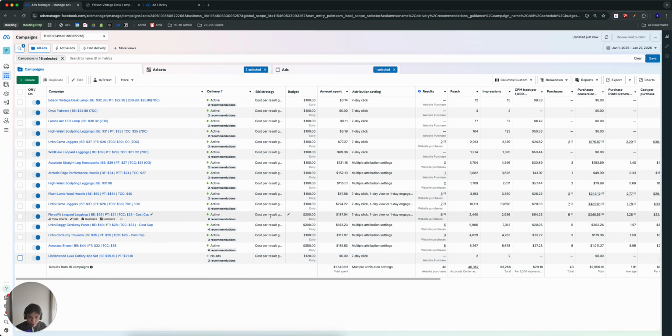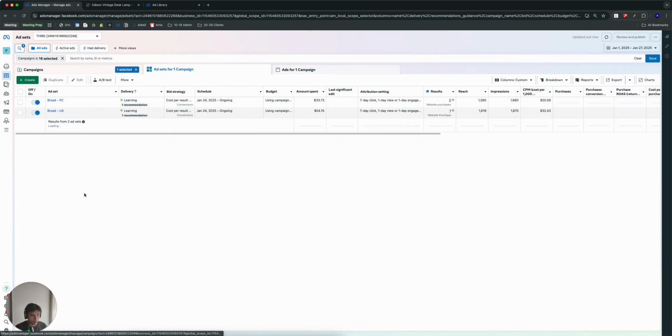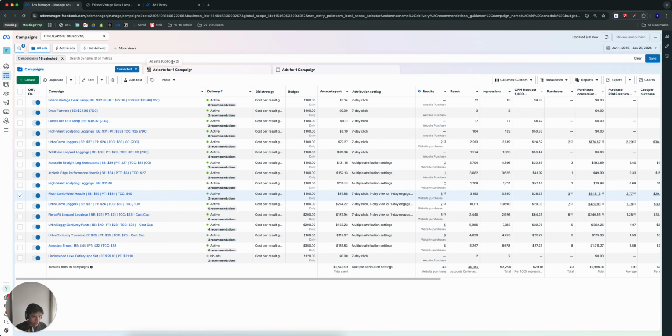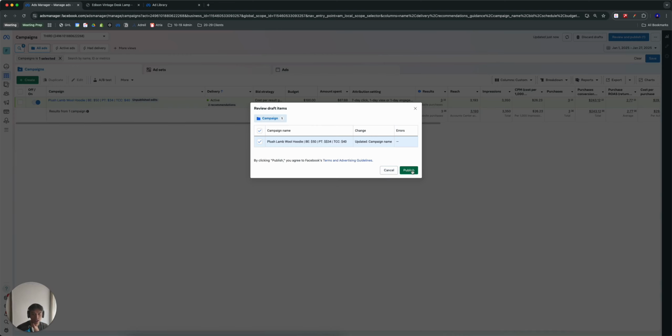Let's go with this one right here. So this is the plush lamb wool hoodie. And in the naming conventions, I have 3 numbers: my break-even CPA, my profit target CPA, and then my testing cost cap CPA, or TCC. So essentially what this is, is how much money I can spend to break even on a conversion.